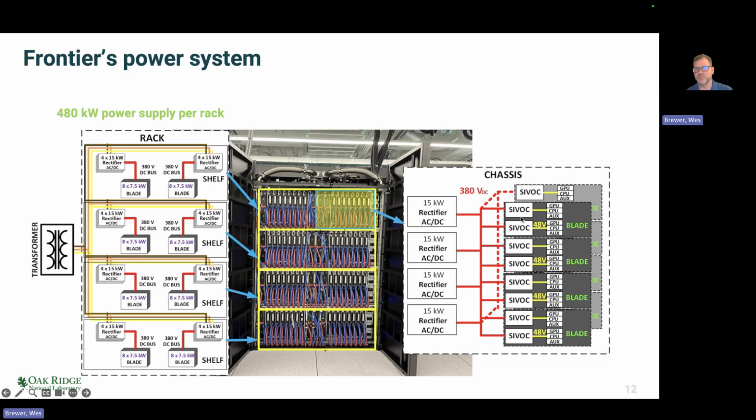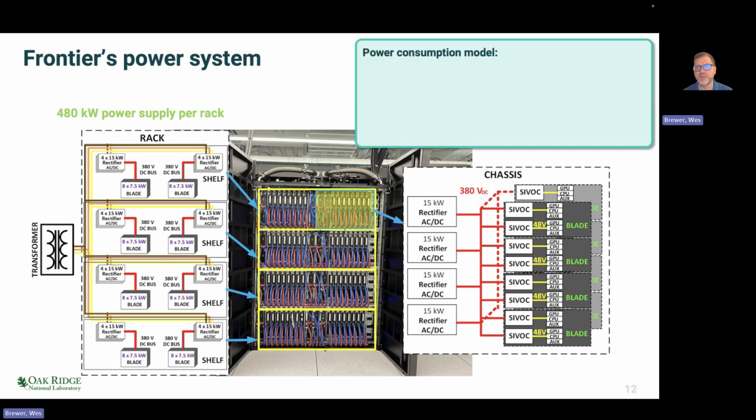Each node has a SIVOC, a super intermediate voltage converter, which converts the voltage from 380 volts DC down to 48 volts. The important thing in developing our model is we had to be able to account for things like AC to DC rectification losses and voltage conversion losses. The way our power consumption model currently works is we represent jobs by CPU and GPU utilization traces. Typically, these are averaged over 15-second intervals to match the telemetry data we have, but they can be user specified at less than that as well.